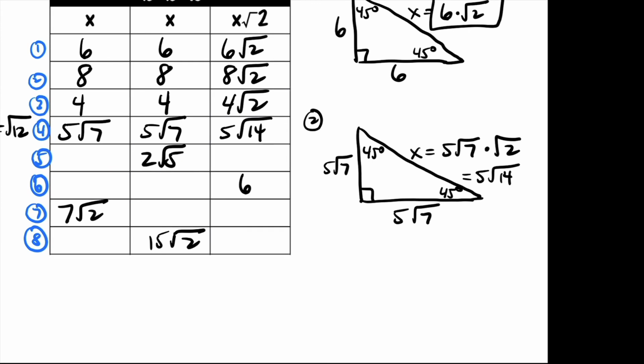Okay, so 5, 6, 7, and 8 are left. I want you to do those on your own. Do those on your own right now. If you run out of scratch paper, go to your notebook where you're going to tape this in. We're going to tape this in about 5 minutes. So wherever you're going to tape it in, use that as your scratch paper if you need scratch paper. Okay.